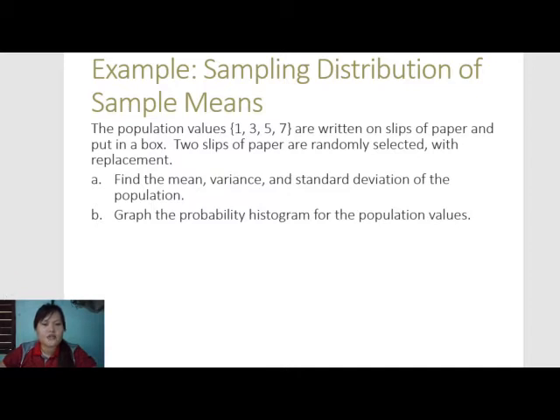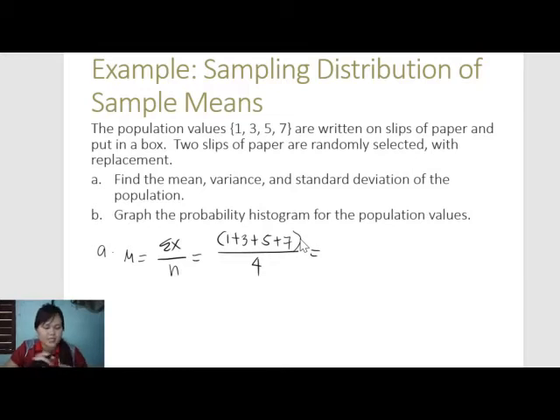Okay, so finding the mean of the population, okay, so mean, A. Okay, mean ay summation of x over n. Okay, summation of x over n ay 1 plus 3 plus 5 plus 7, over n na 4. Okay, that would be equal sa 1 plus 3 plus 5 plus 7.